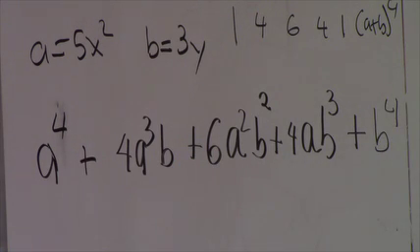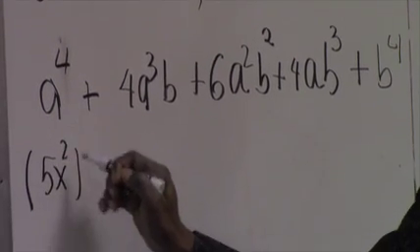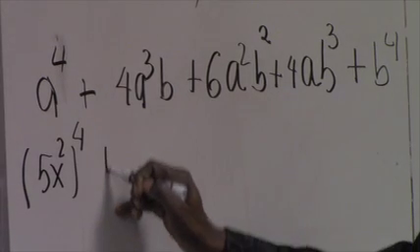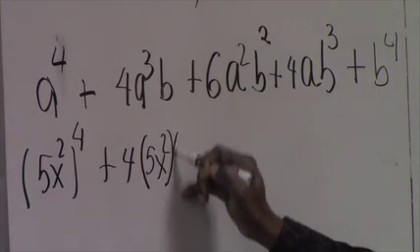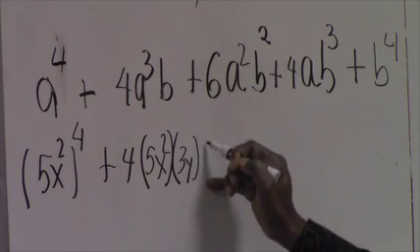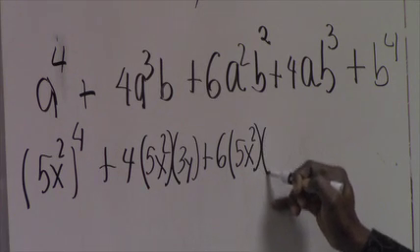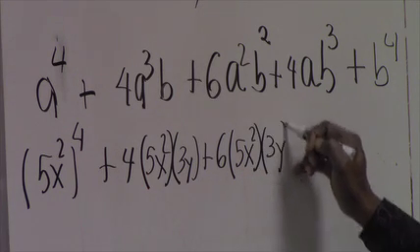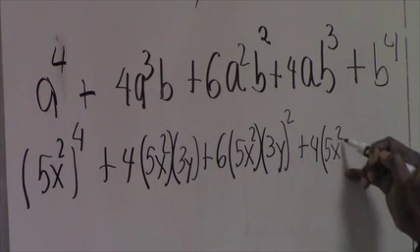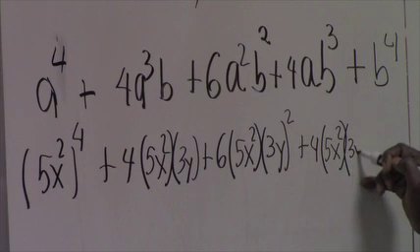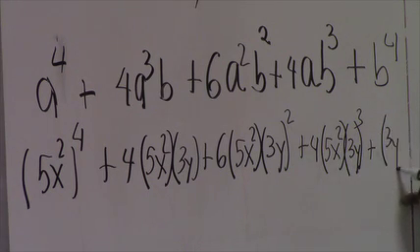So now I'm going to substitute. Remember that my a was 5x squared, so that has to be raised to the fourth power, plus 4 times my a, again 5x squared, and my b, 3y. I have a 6 here. My a is 5x squared, my b is 3y, and I must square it. Plus 4, my a is 5x squared, my b is 3y, and this time 3y is cubed. Plus my b, 3y, raised to the fourth.